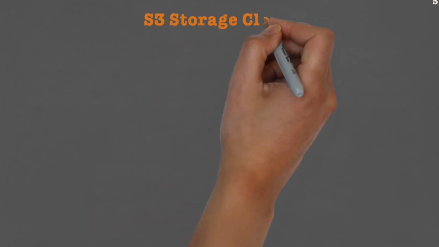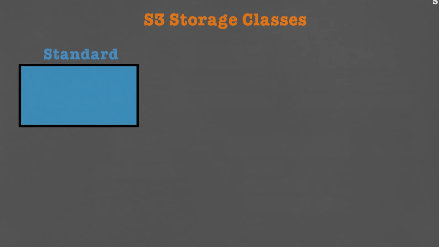When you upload an object to S3, you will have to make a choice between one of the following storage classes. First, you have the standard class. You should select standard if you want to frequently access your data. The standard class uses multiple availability zones, so if one data center fails, you still have access to your data.